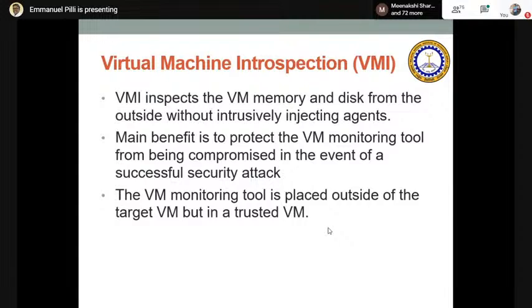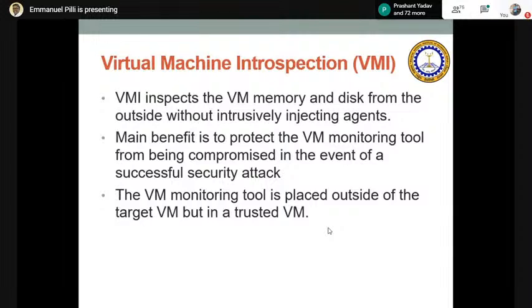This is one of the key aspects. The libVMI library works very well with both Xen and KVM hypervisors, and you can get the information. VMI inspects the VM memory and disk from the outside without intrusively injecting an agent. So you can do out-of-VM inspection, and the benefit is to protect the monitoring tool from being compromised in the event of a successful security attack.